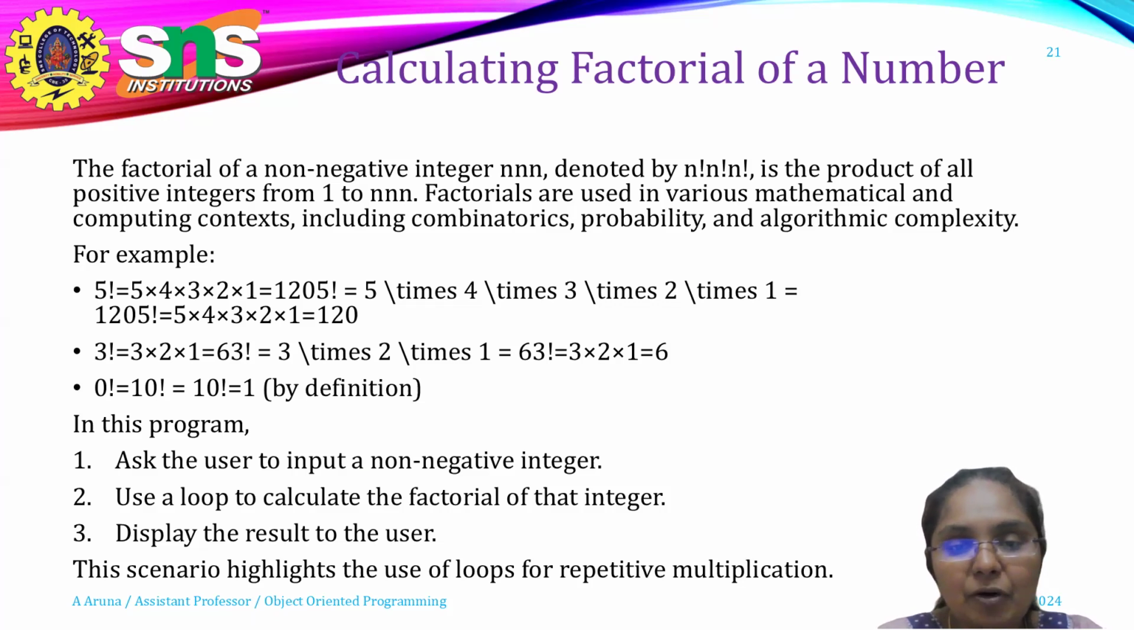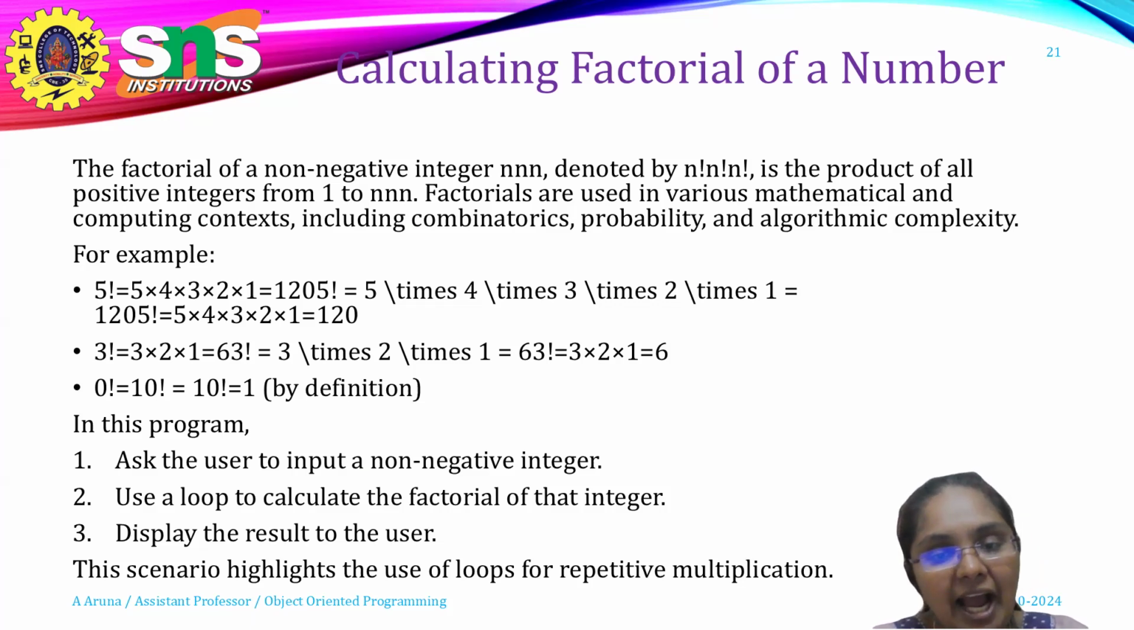For example, if I want to calculate 5 factorial, I have to do the looping statement 5 times. That is, I have to do the iteration 5 times. If it is 3, it is 3 times. If it is 1, only 1 time. By definition, 0 factorial is equal to 1. By that definition itself, we can say that.